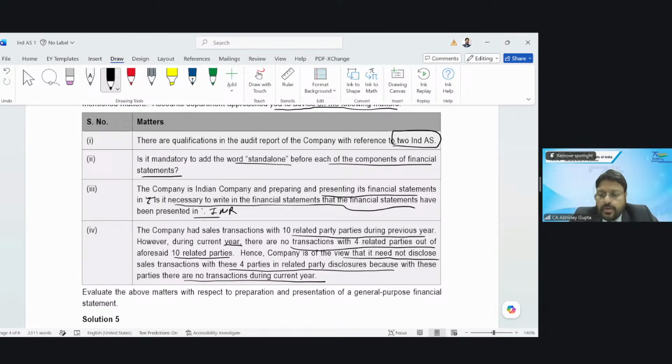So I'm just giving you a couple of minutes to think through these items. And then once you are done articulating your responses, we will discuss the solution.